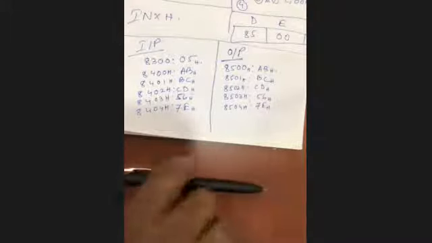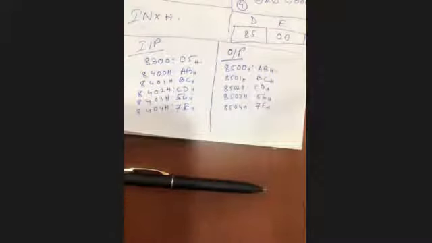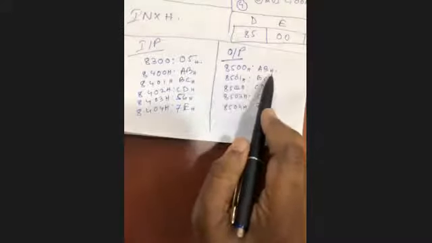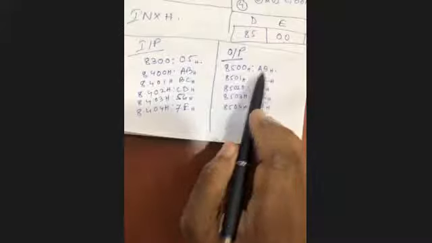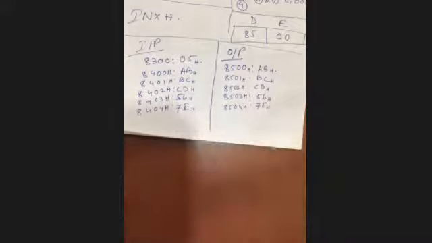Okay. So how can it be done? Simply we can do it by LDA 8400H and STA 8500H. If I repeat these instructions 5 times, then the program will be executed. Is it clear or not? Is it clear to all of you?